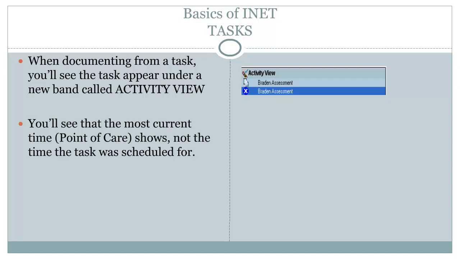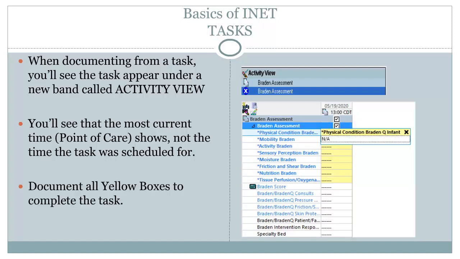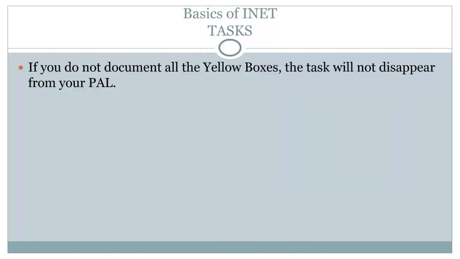You'll see the most current time point of care shows, not the time the task was scheduled for. All yellow boxes are required for completion of the task. If you do not document in all the yellow boxes, the task will not disappear from your patient access list or your Care Compass.